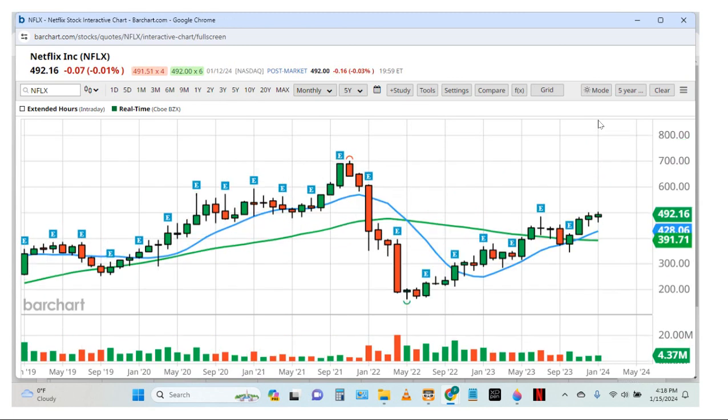TJX company. Netflix, I believe, will continue to outperform in 24. It's come all the way up into this large bearish candle. The top of that candle is like $600. So right now we're at 492.16 in Netflix. I think Netflix can get up to the top of that candle as far as a long-term view. So I like Netflix for 2024.